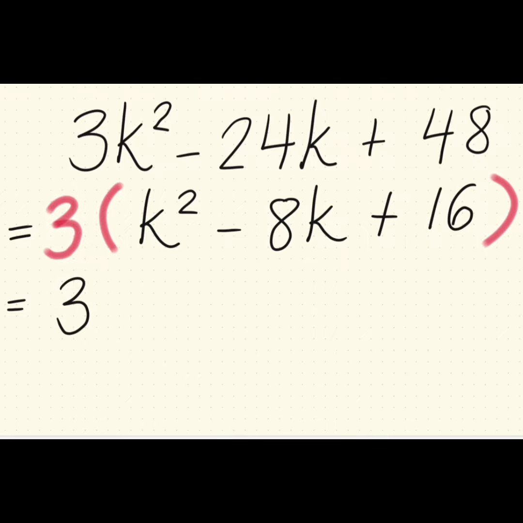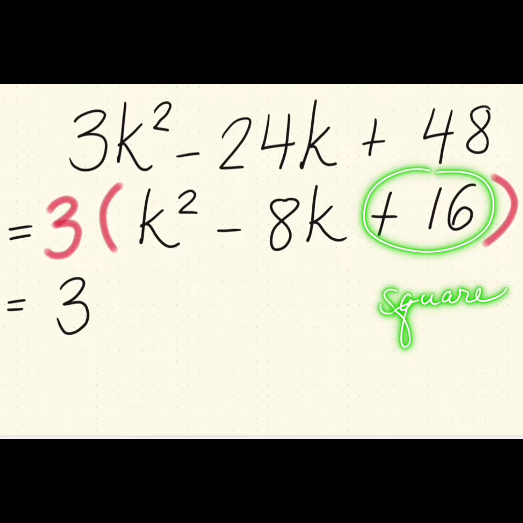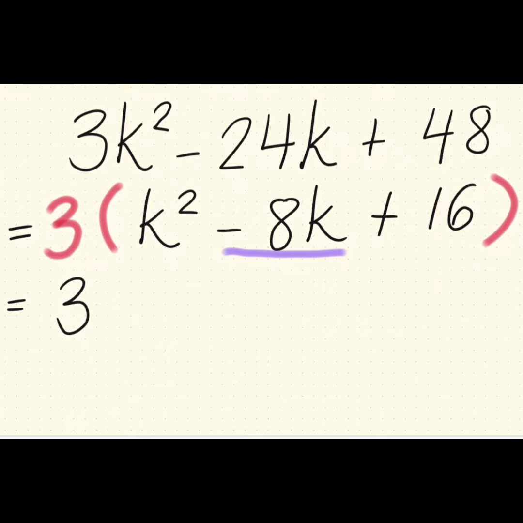Now let us check if this second factor satisfies the conditions for being a perfect square trinomial. The first term k squared is a square. 16 is also a square. Take note that squares are always positive. Now for the last test, check if the middle term is twice the product of the square roots of the first and the last terms of the trinomial.